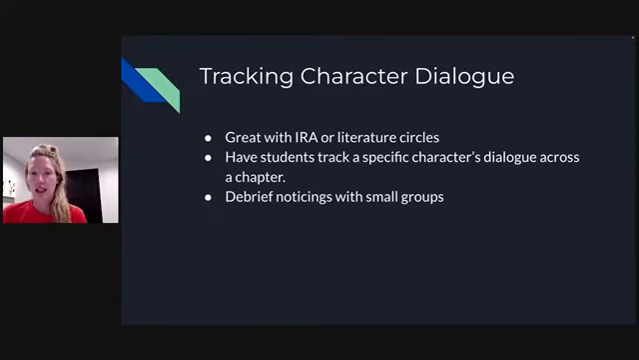The next lesson I have about characters is to track character dialogue. This lesson would work really great for something like interactive read aloud or literature circles. So, what I would have students do is you would be reading a chapter aloud, or perhaps they'd be reading a chapter aloud in their literature circle groups, and say that there were 4 different characters that said something in dialogue across the chapter. I would number students off by 4 and assign each student a character.